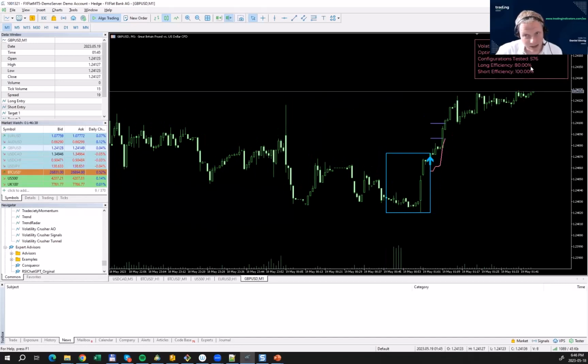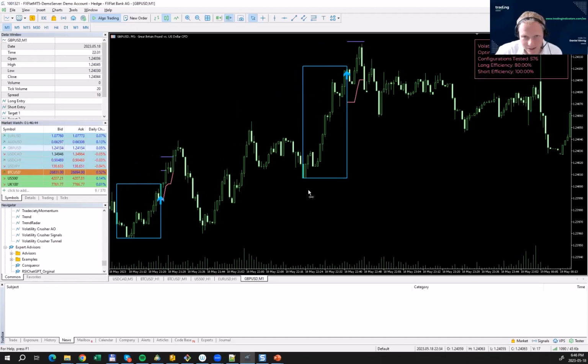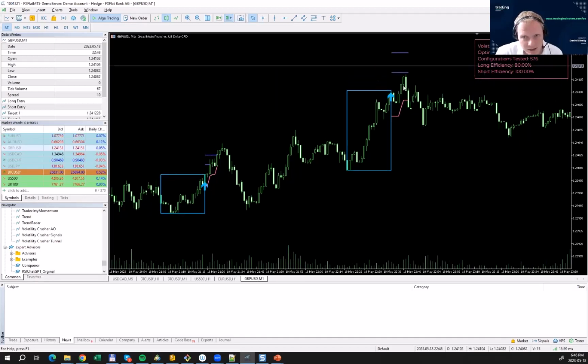So here again we had long efficiency of 80% and short efficiency of 100%. You can see this here. This was a partial winner. So we had one entry here with our first target. Actually, it was a complete loser in this case. Well, yeah, it was a small loser. So here we hit our trailing stop. Luckily, the trailing stop was trailed up a bit. So we would have entered at this point here. So a fairly small loss.